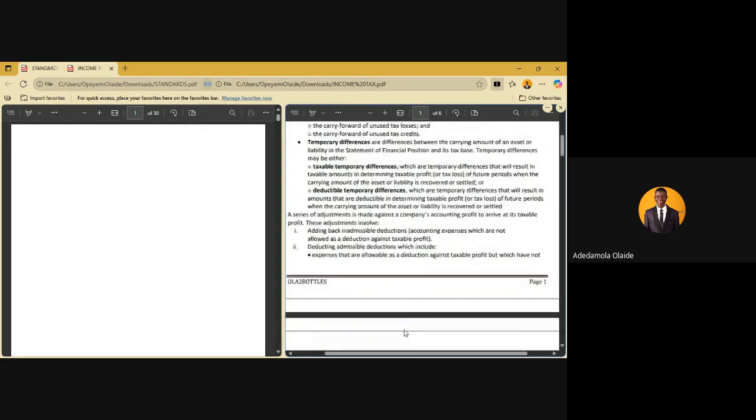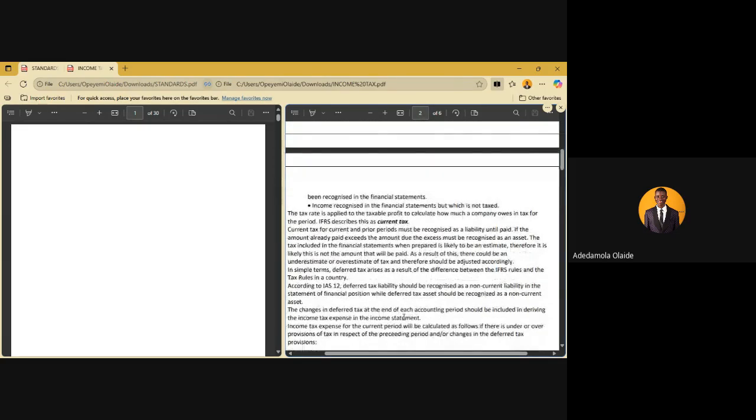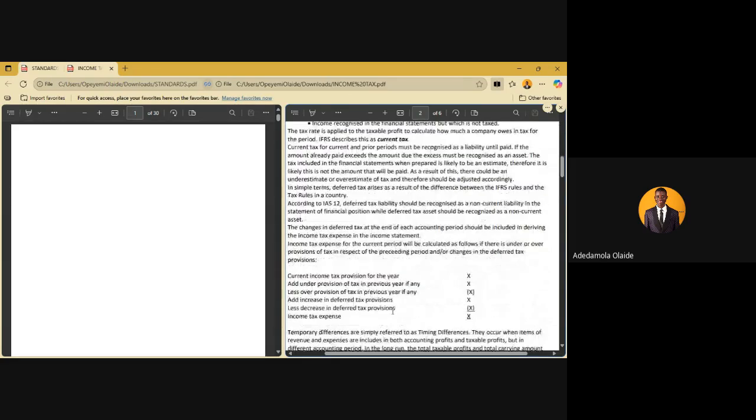So that is that. Now, how do we calculate current tax? I mean, how do we calculate the income tax for the year? Having done the adjustments and calculated the income tax provision for the year, we add any under provision of tax in the previous year to it. What do we mean by that?